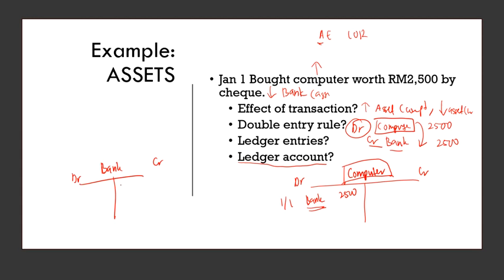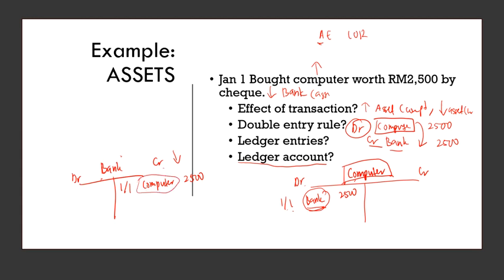First kita kena tulis date 1st of January. Particulars dia you akan tulis computer. How much? 2,500. Bila kita tengok komputer ni, kita tahu, oh, debit. Komputer debit maksudnya kita beli komputer. Kita beli komputer menggunakan apa? Gunakan bank kita. Bank kan asset. Bila belah kredit maksudnya kita mengurangkan asset. So kita tahu on 1st of January bank kita berkurang sebab kita bayar komputer.